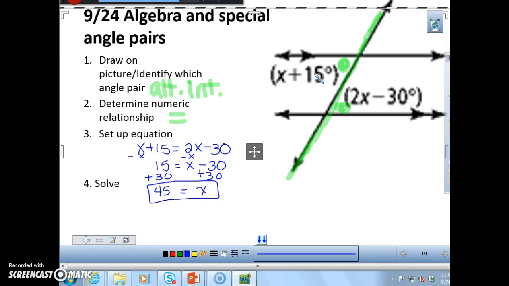We'd have to substitute it back in. Okay? We'd have to substitute it back in if it asked us to. So if we did that, 45 plus 15, 60 degrees. What would this angle down here have to be? 60, because didn't we just say they had to be equal?